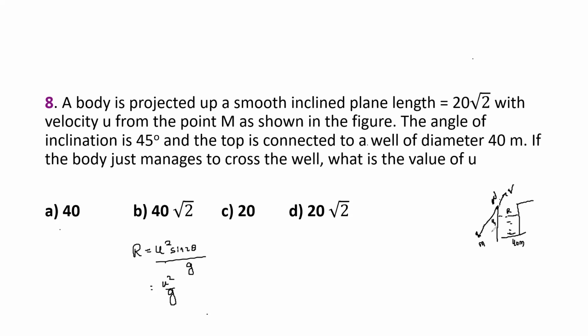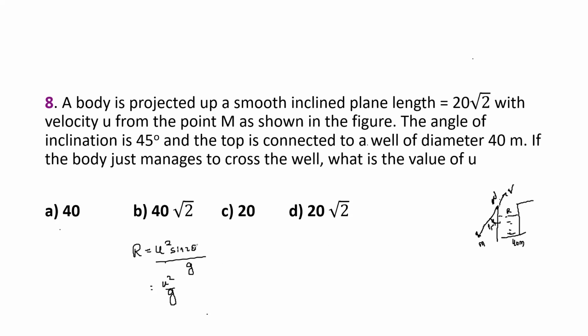So the angle here, how much is this angle? It is 45 degree. See the question: a body is projected up a smooth inclined plane of length 20 root 2 with velocity u from the point M, as shown in the figure. The angle of inclination is 45 degree, and at the top it is connected to a well. The diameter of the well is given as 40 meter. If the body just manages to cross the well, what is the value of the initial velocity?